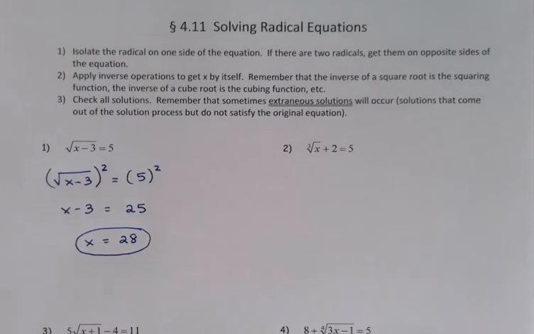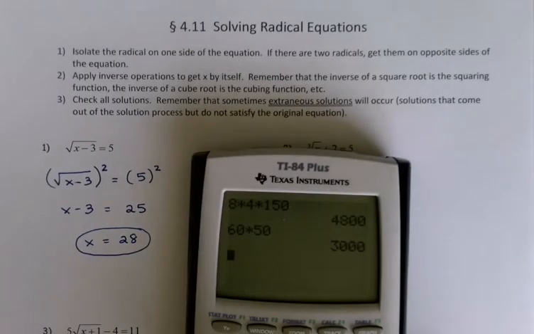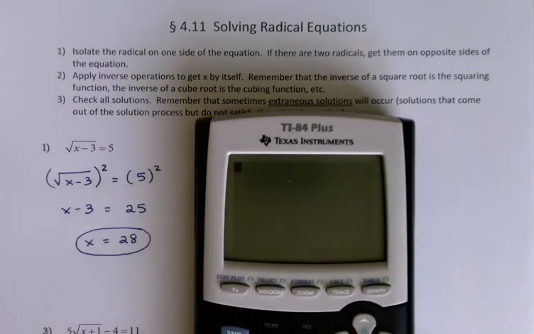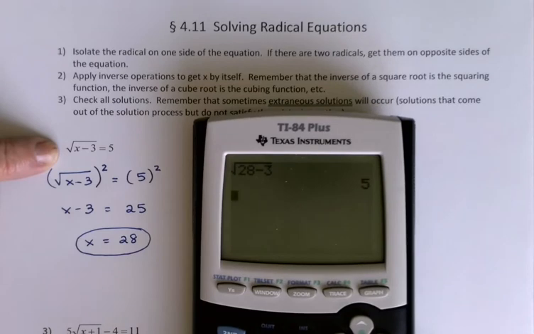And that should be all set. I probably should have done this before I circled that answer, but let me just make mention. It's perfectly fine to check in your calculator. You could probably do this one mentally as well. But notice that if I did take the square root of 28 minus 3 on my calculator, it does give me the 5. So I know I'm good to go there.